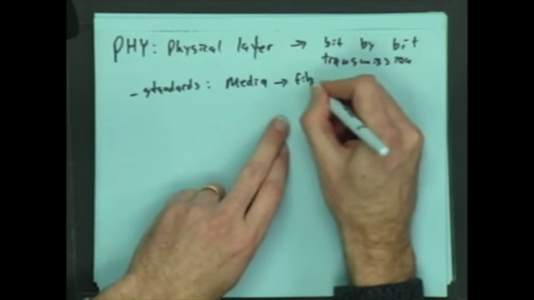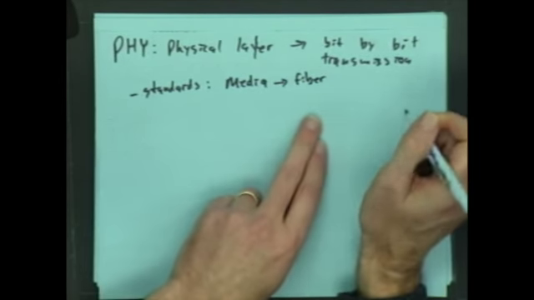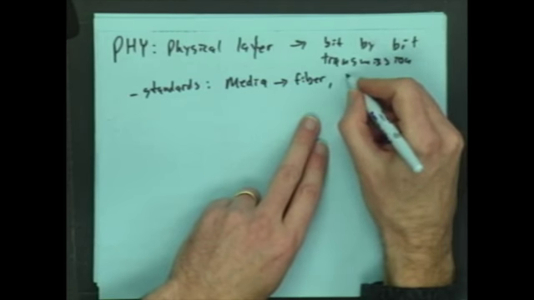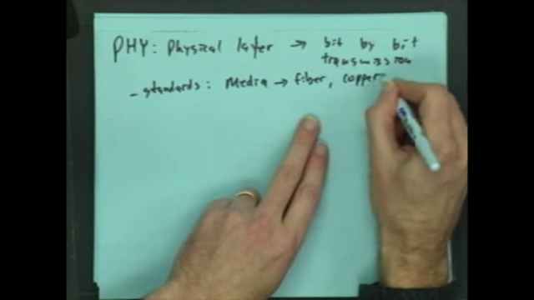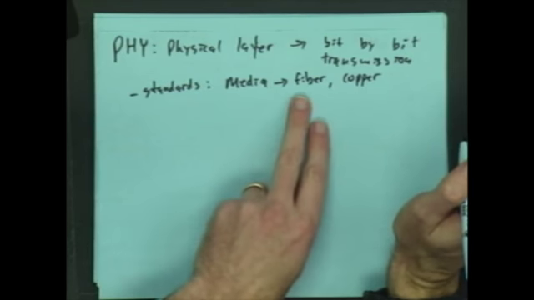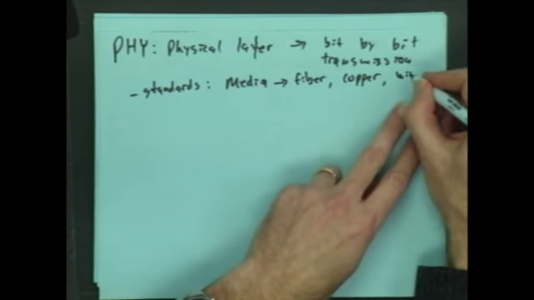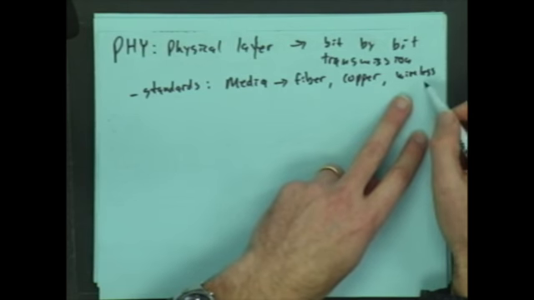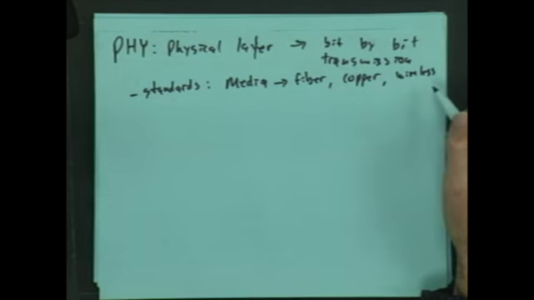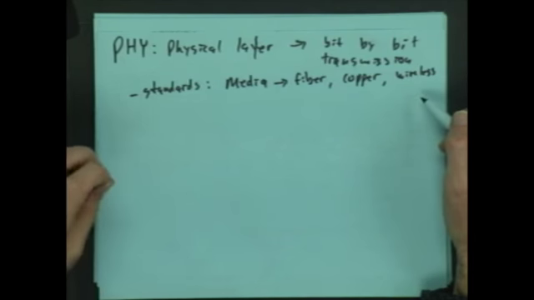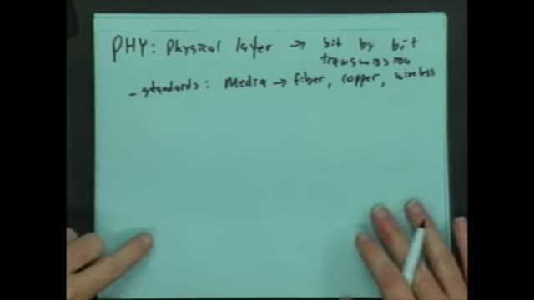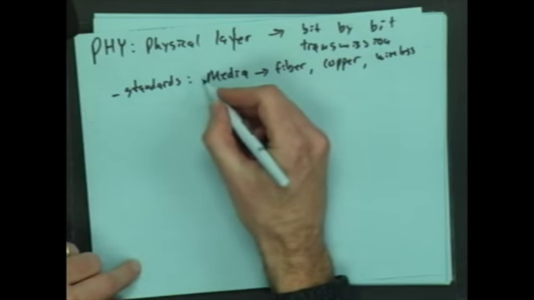Some of the media we will talk about are fiber, so fiber optic cables. We will talk about copper wires. So we send electricity. Fiber is about light. Copper wires, and then wireless. So even though you can't see a wireless connection, it's still a physical layer connection. So standards are media.